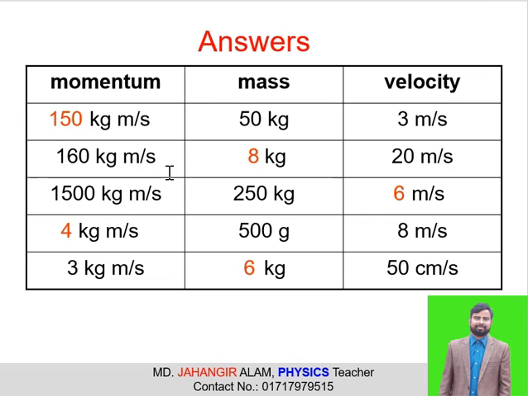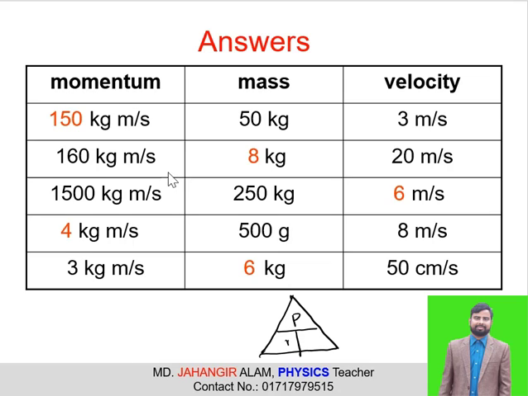There are some fill in the blanks type questions. Here mass and velocity are given. We have to calculate momentum. On the other hand, in the second one, momentum and velocity are given, but we have to calculate mass. In this regard, we can remember this by using a triangle form.